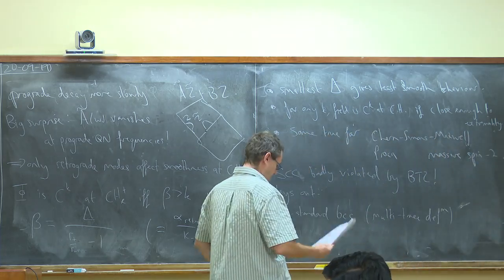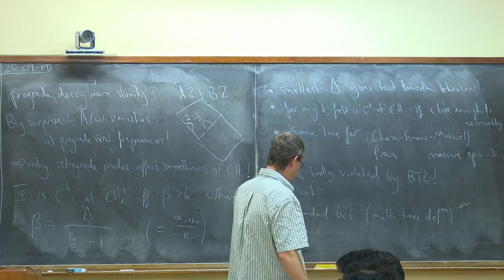Another way out is to allow non-smooth initial data, as I discussed last time.